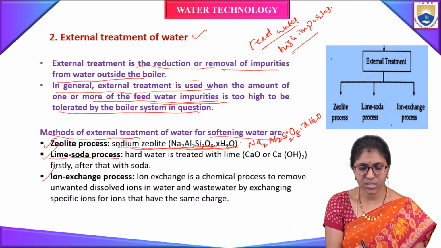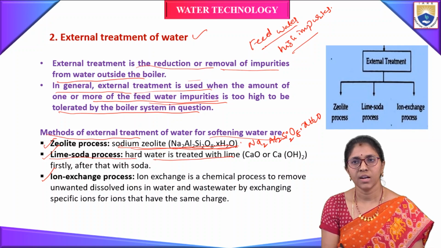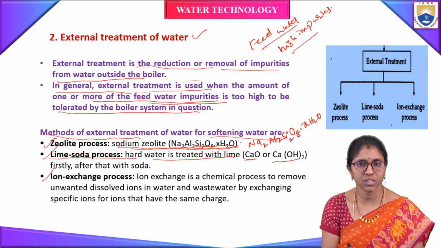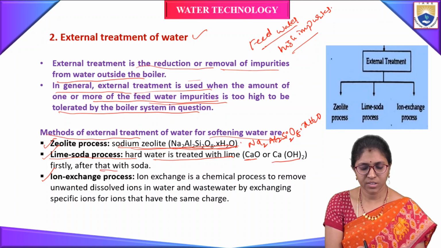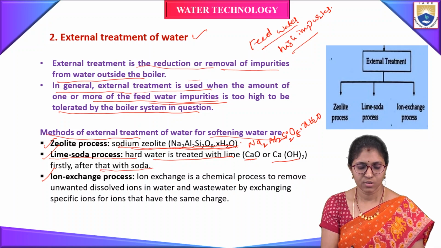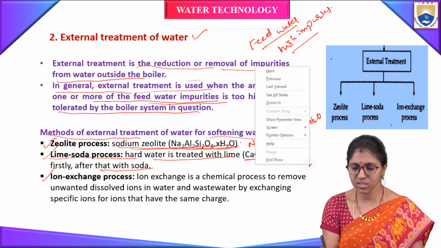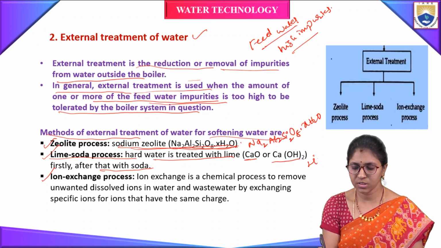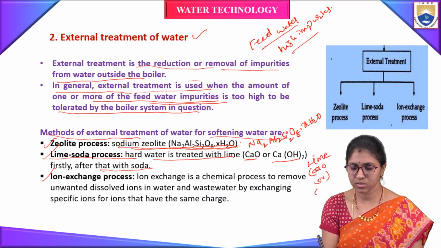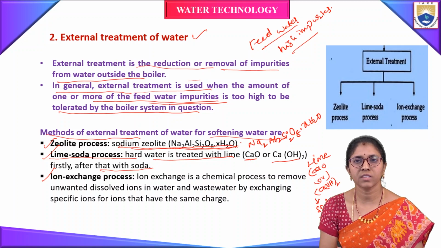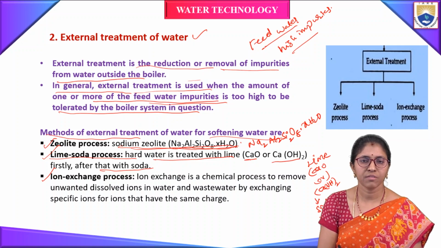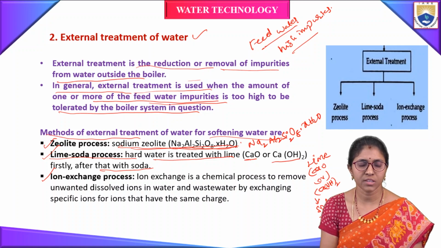In the lime soda process, the hard water is treated first with lime, that is calcium oxide or calcium hydroxide. After that, it is treated with soda. So in this process, we are using lime and soda to soften the water.